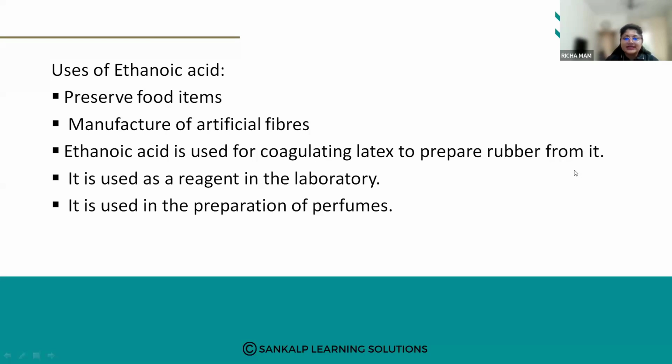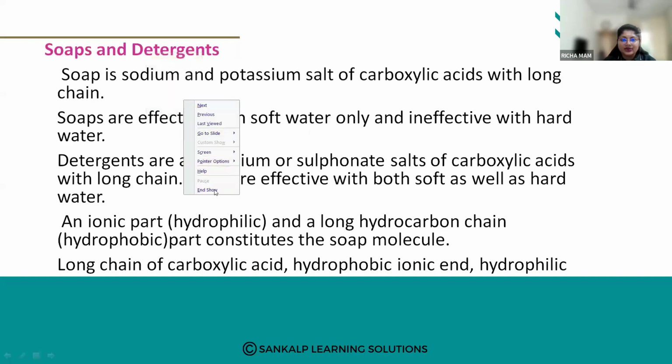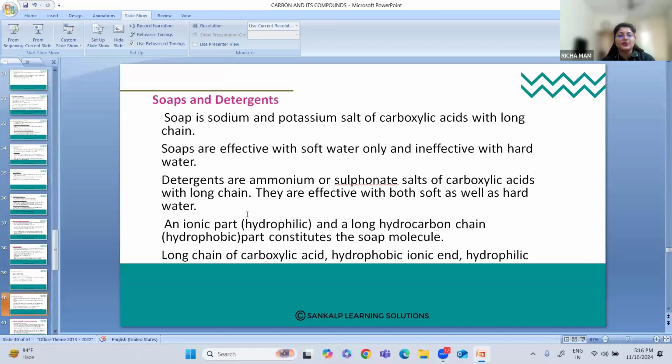Plastic rubber. Then it is used as a reagent in the laboratory. Then it is used in the preparation of perfumes. So for preparing perfume also, we are using ethanoic acid. So this was about the two compounds, ethanol and ethanoic acid. Next we are going to discuss soaps and detergents.